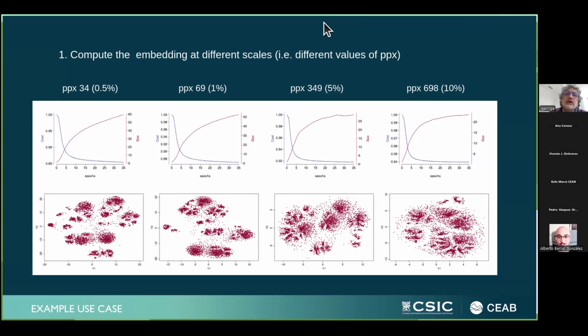So how do we go about clustering this? The first step will be to compute the embedding at different scales. You see here that we have computed it with low perplexity, from 0.5 to 10% of the dataset size. We have the cost and size functions. They all look smooth, so we reach a good solution in each case. And these are the embeddings that correspond to each one of these perplexities.